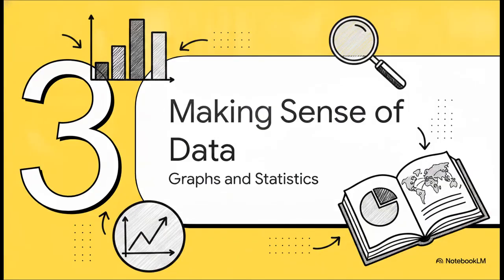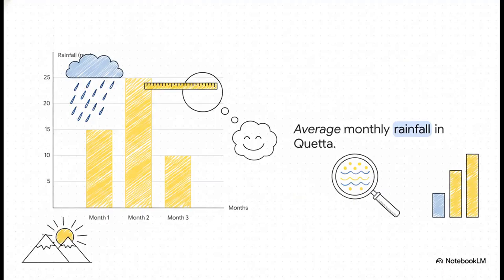Section 3. Making sense of numbers, graphs, and statistics. Let's be honest, statistics are just sets of numbers about a topic, like rainfall or temperature. But reading a giant table of numbers can literally give anyone a headache. That is exactly where graphs come in. When you use a climate bar chart for a place like Quetta in Balochistan, instead of reading boring numbers, you just look at the height of the columns for each month.